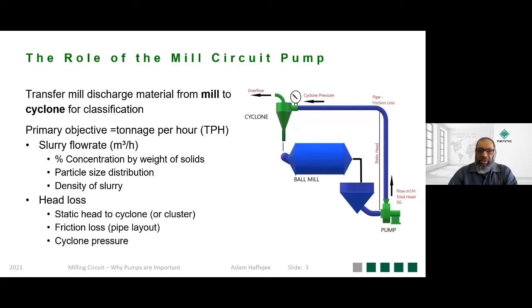Another important factor when selecting your pump, as you'll see the pump here, it's got to pump up to your cyclone typically. And within that, you'll have a static head that the slurry has got to rise to, and also a certain length of pipe through which the slurry has got to be delivered. And at the end of all that, you're going to have a cyclone pressure, which the pump has to deliver to the cyclone so the cyclone can operate effectively.